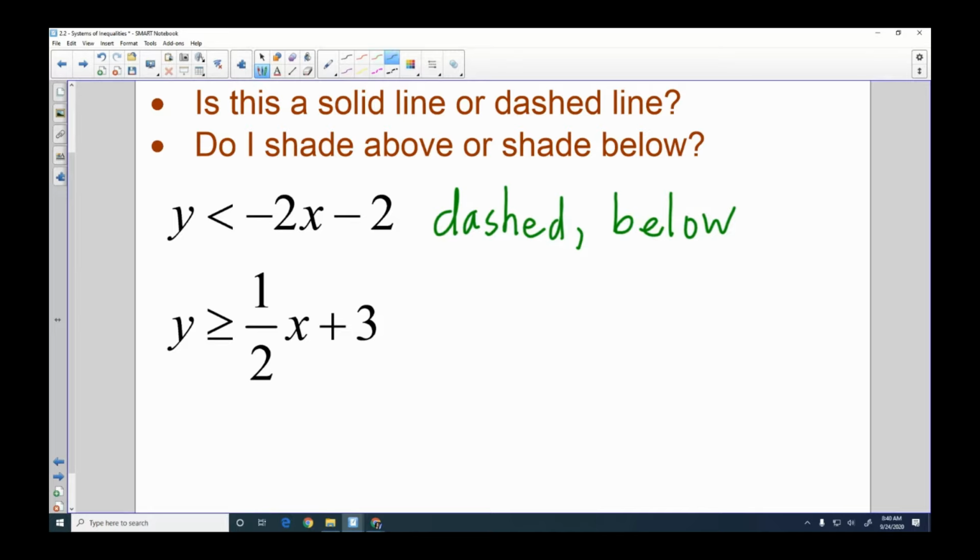And then for this second one, that's a greater than or equal to symbol. Now this does have that "or equal to," that solid line underneath it to show that it's equal to, so this will be a solid line. And it's a greater than symbol. Greater means above or on top of. So we are going to shade above this line.